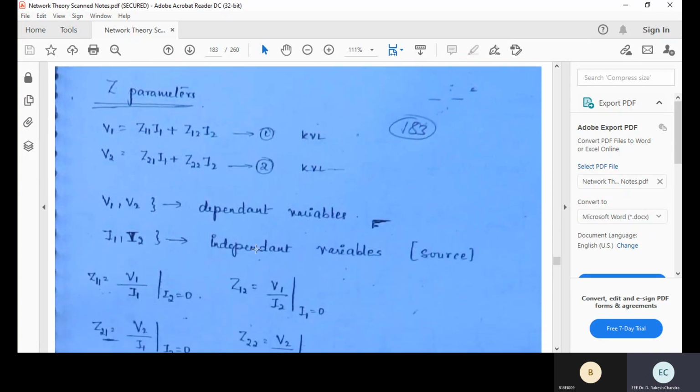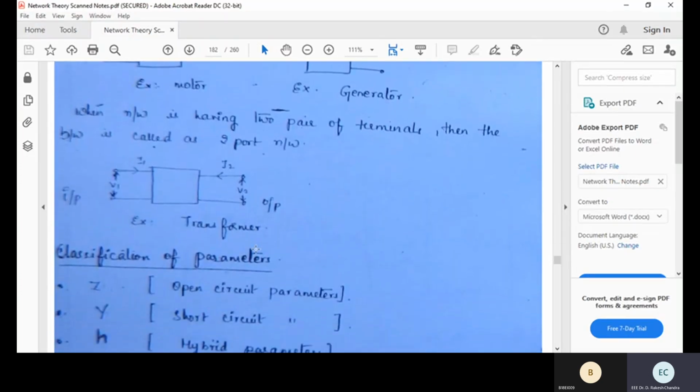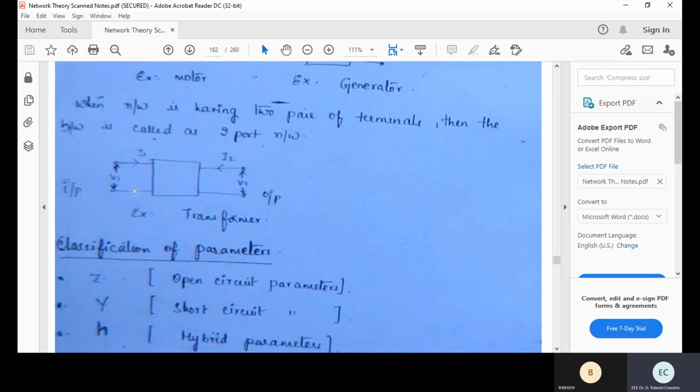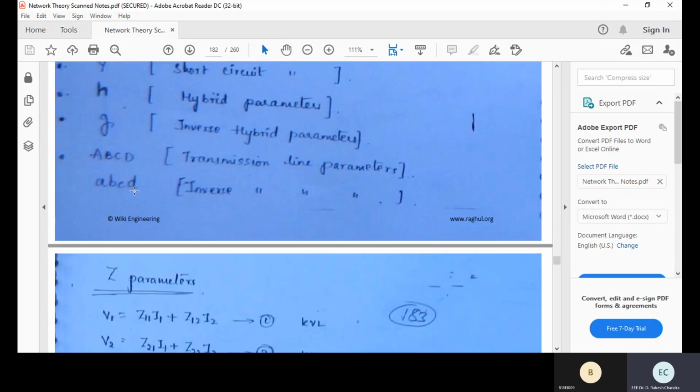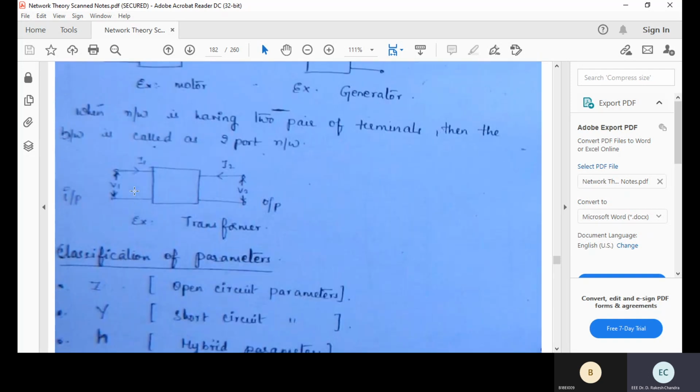Okay, coming to the Z parameters. What is a Z parameter? Let's say you want to represent a two-port network like this. V1 is equal to Z11 into I1 plus Z12 into I2. What do you mean by V1 is equal to Z11 into I1 plus Z12 into I2?